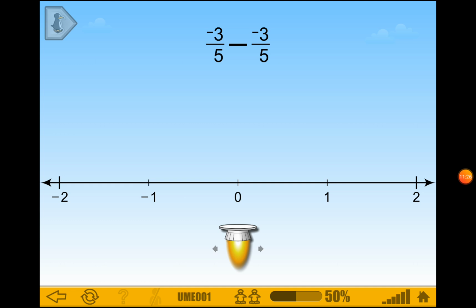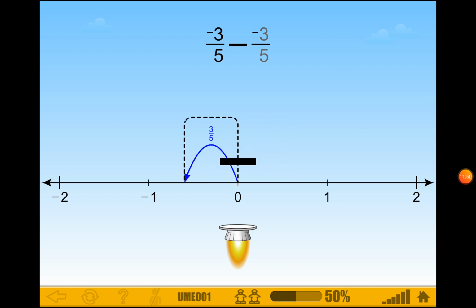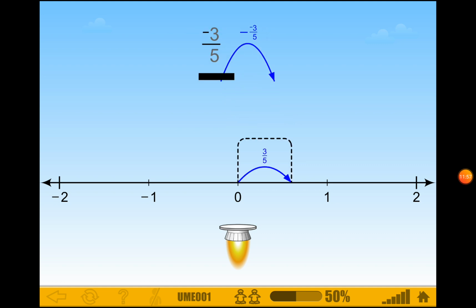Negative 3 over 5 minus negative 3 over 5. Okay. So negative 3 minus negative 3. That would be negative 3 plus 3, which is 0. So then 0 over 5 would be 0. Okay.